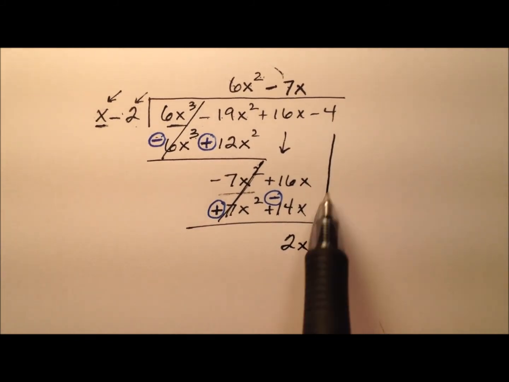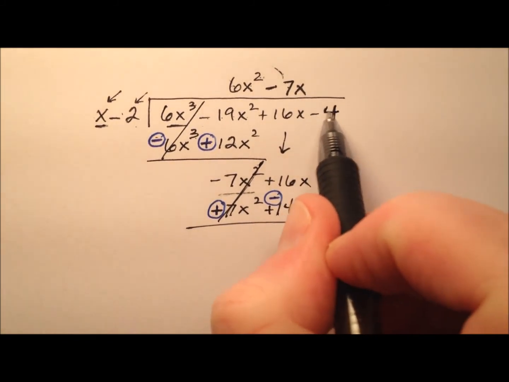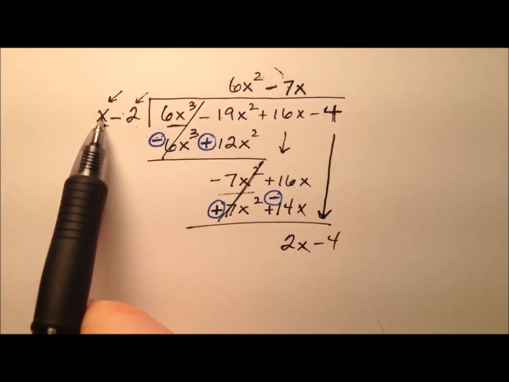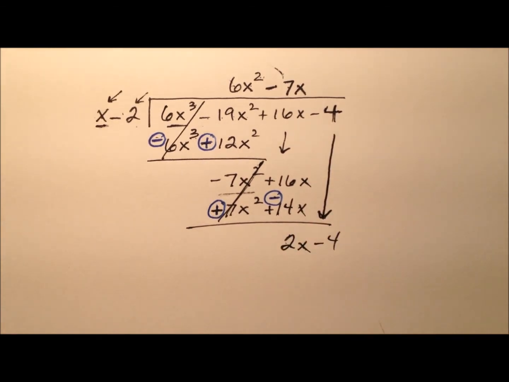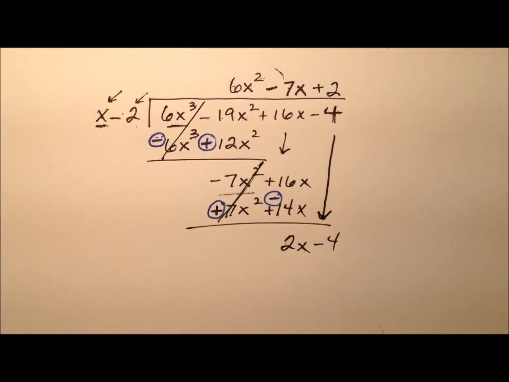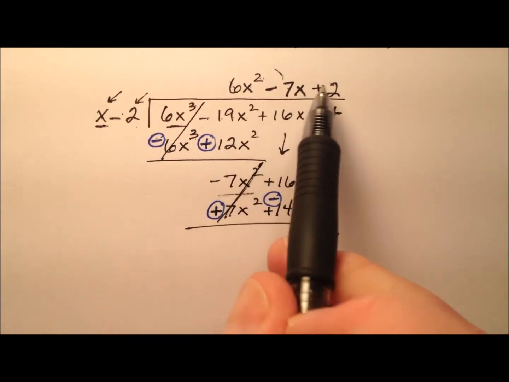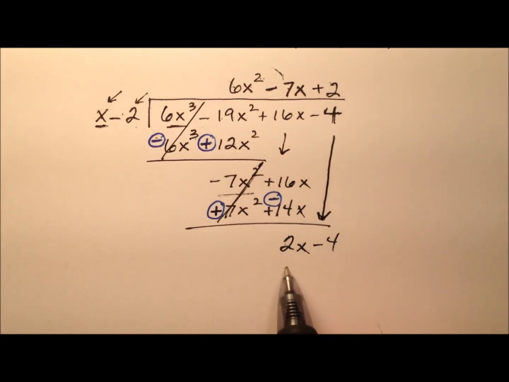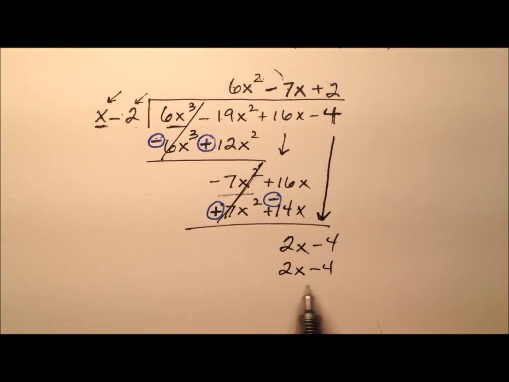Okay, so last one, because this is the last term to bring down. So x times what gives us 2x? Well, that's going to be a positive 2. So I'll write it up here so my constants align. And then I'm going to distribute this 2 through both of those terms. And I get 2x minus 4.